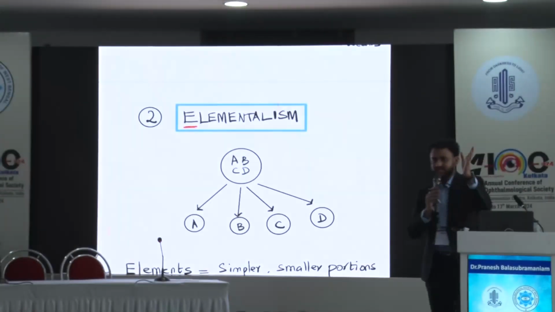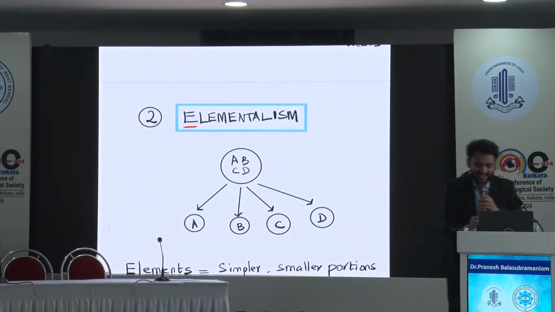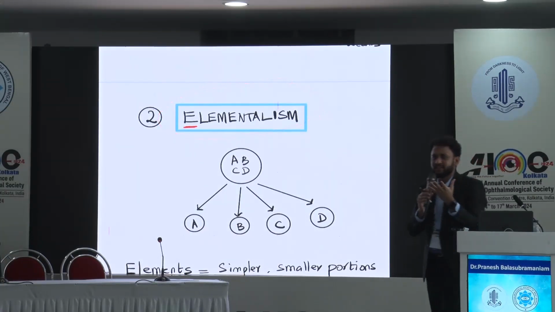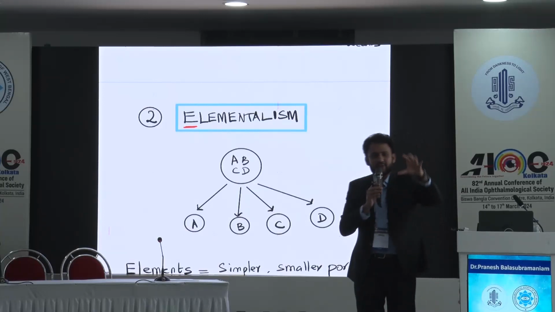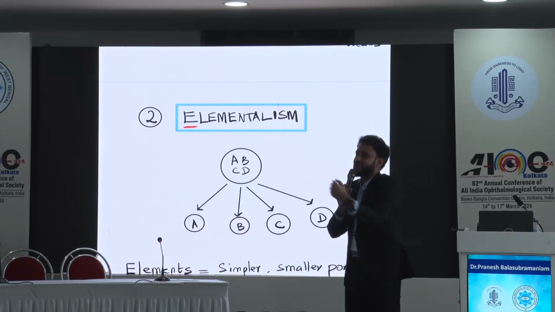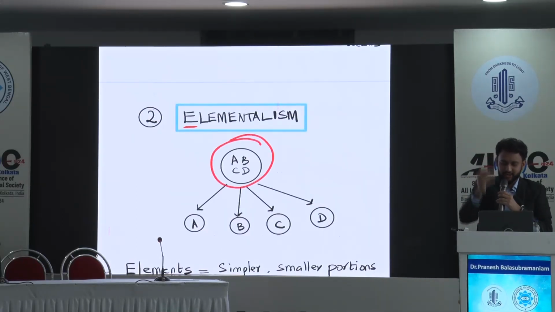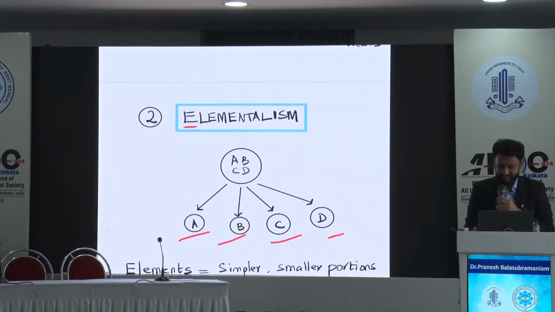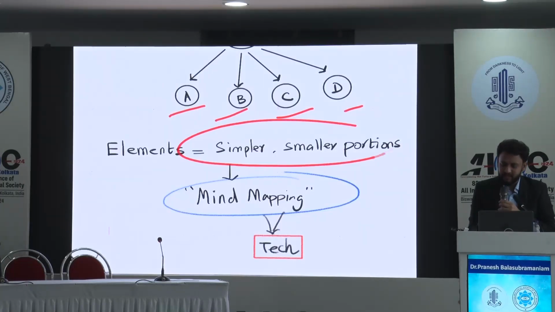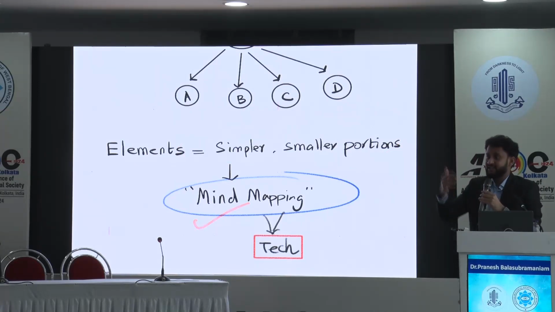So first is empathy, or understanding how our students are learning. The second is elementalism. It's kind of a philosophical thing. What I'm trying to understand is we are trying to split a big concept into small, easily digestible chunks of information. That's what we mean by elementalism. For example, there's a big molecule, you're splitting that into basic elements, giving the students simpler, smaller portions. And mind mapping, which we'll discuss in the technology, really facilitates that.